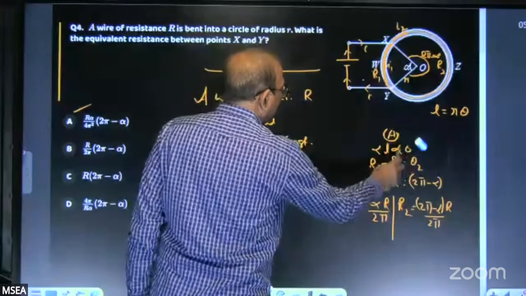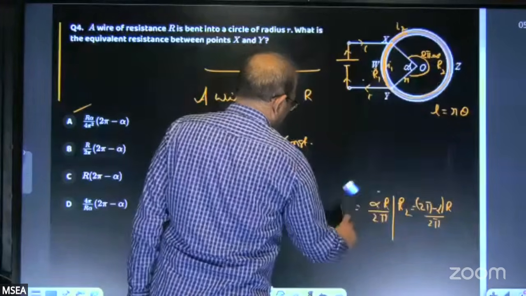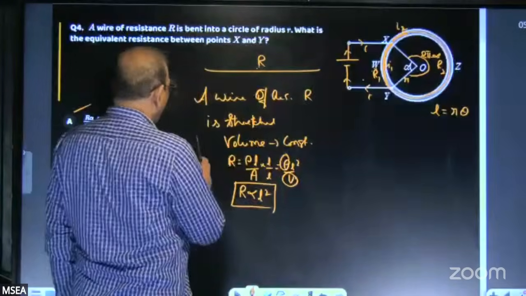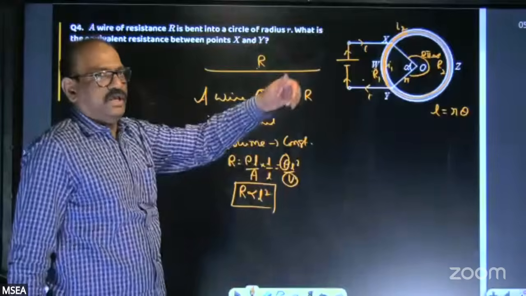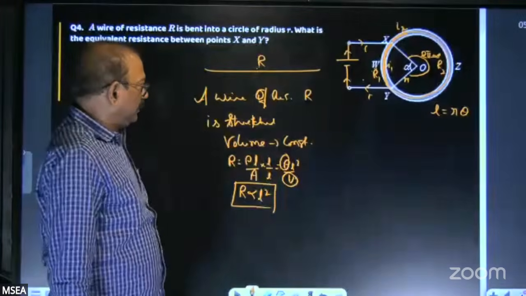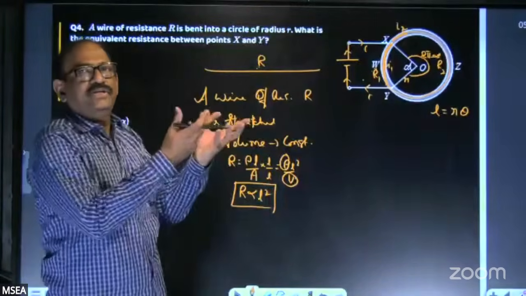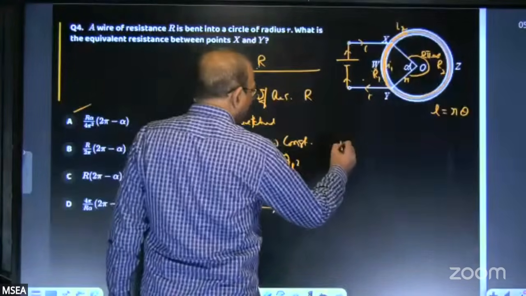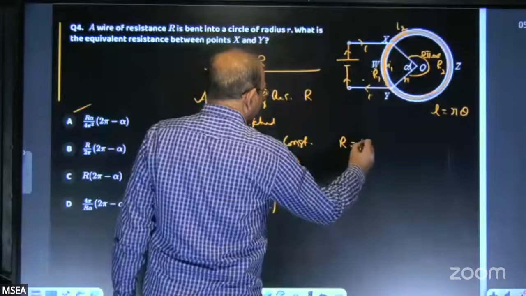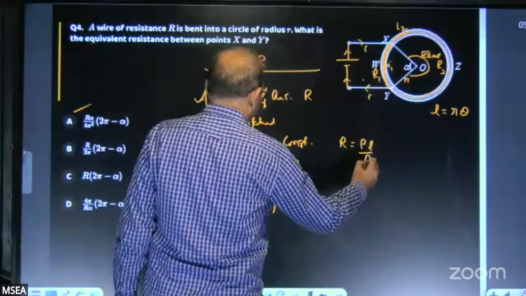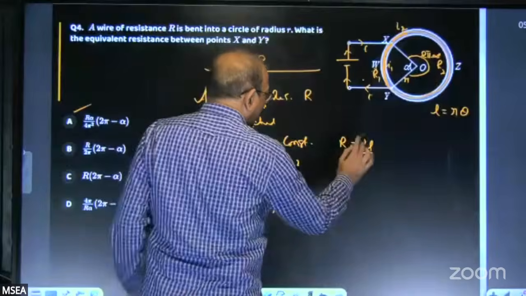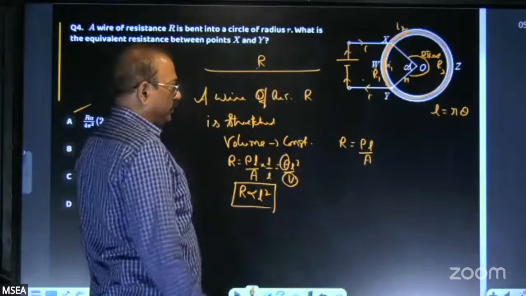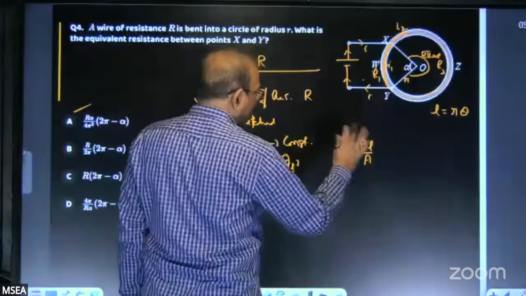Similarly, a wire is stretched, its radius becoming half. What is the new resistance they are asking? Now, the radius change is given, the length change is not given. Then what do you do? R is rho L by A. I have to eliminate length because they have not given a length change, they have given a radius change.